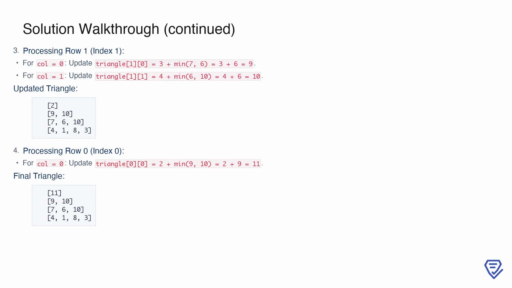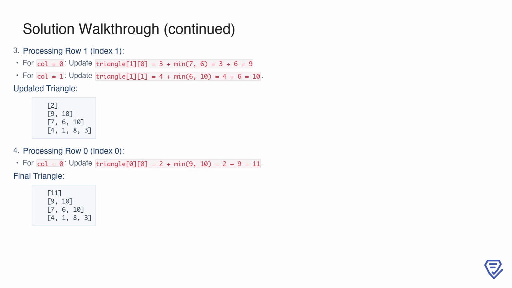Next, we move to row 1, which has two elements. For column 0, triangle[1][0] is updated by adding 3 to the minimum of 7 and 6, the two numbers directly below it. This gives us 3 plus 6 is equal to 9. For column 1, triangle[1][1] is updated to 4 plus the minimum of 6 and 10, resulting in 4 plus 6 is equal to 10. After processing row 1, the updated triangle becomes 2, 9, 10, 7, 6, 10, 4, 1, 8, 3.